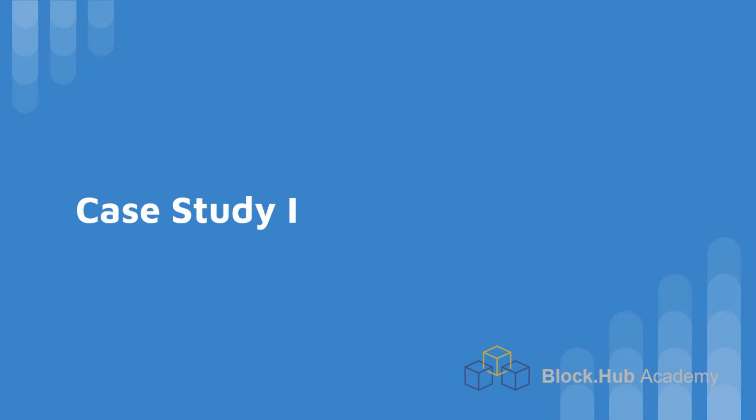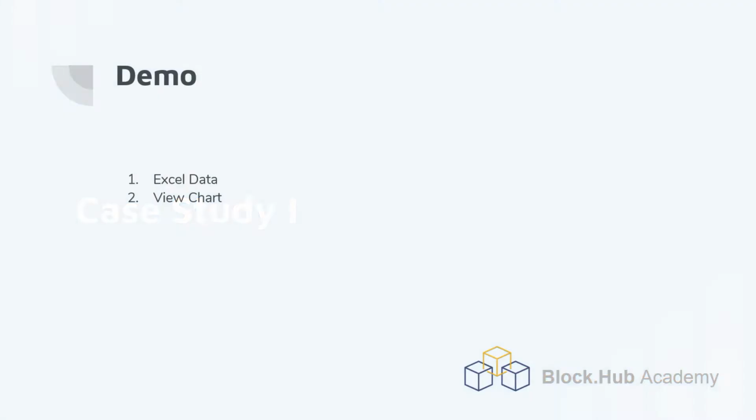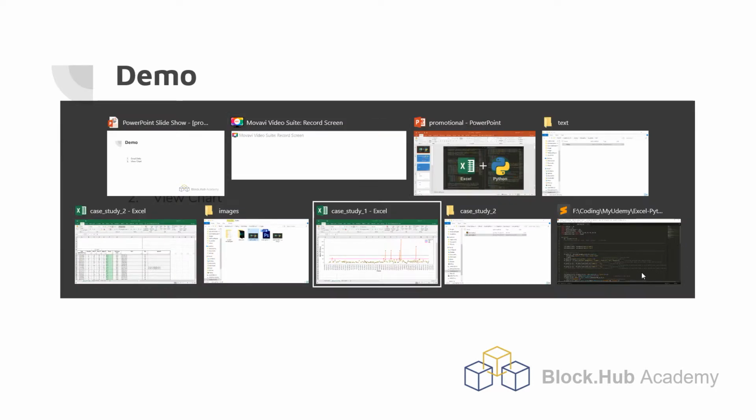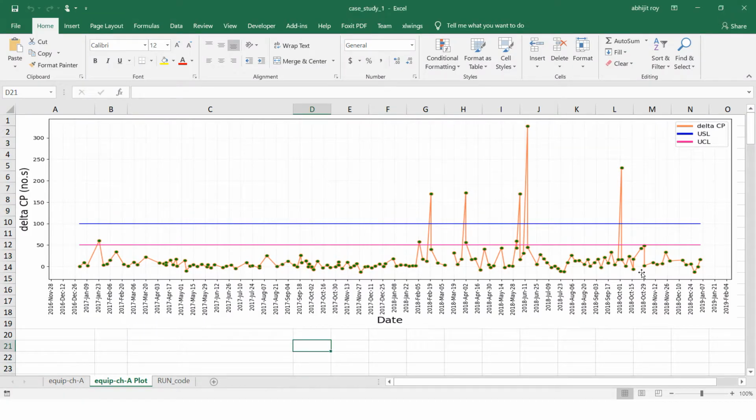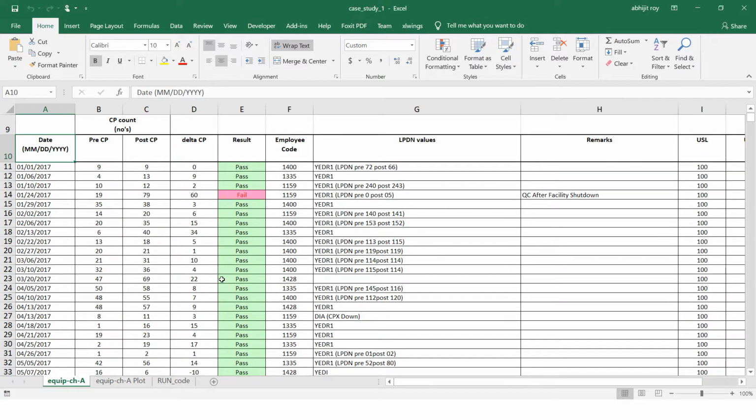Coming to case study 1. From here on starts the industry level. We will see the Excel data and the corresponding plot. Now I'm going to show exactly what type of Excel it is. So this is case study 1. Basically this is the data. Here are the data sets.